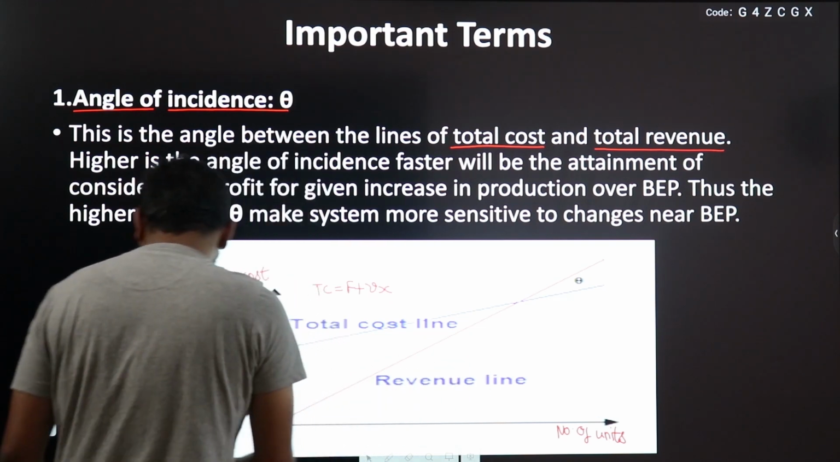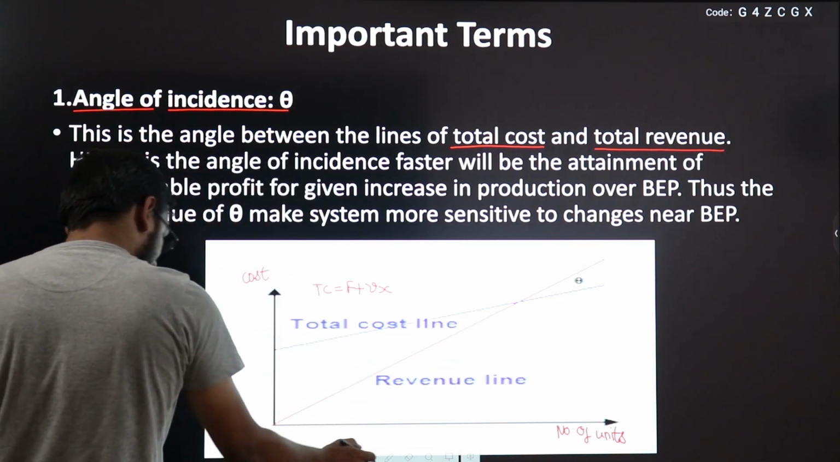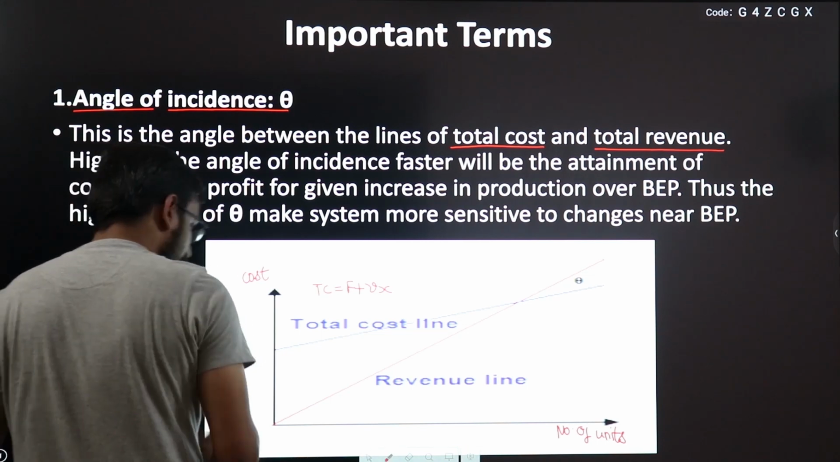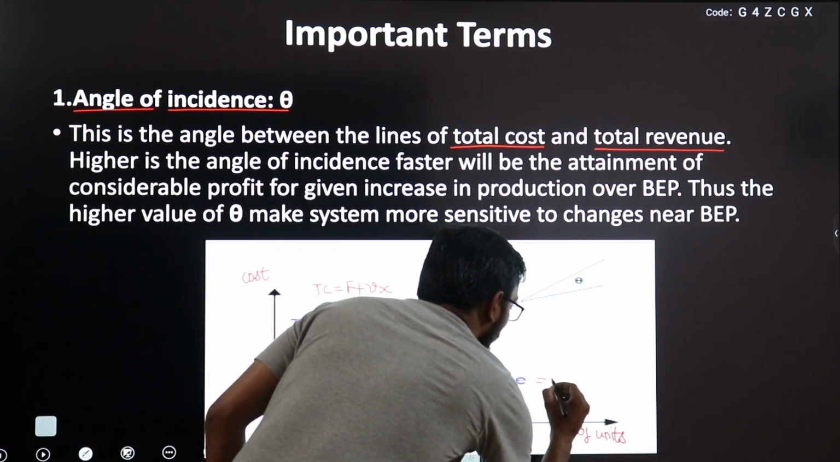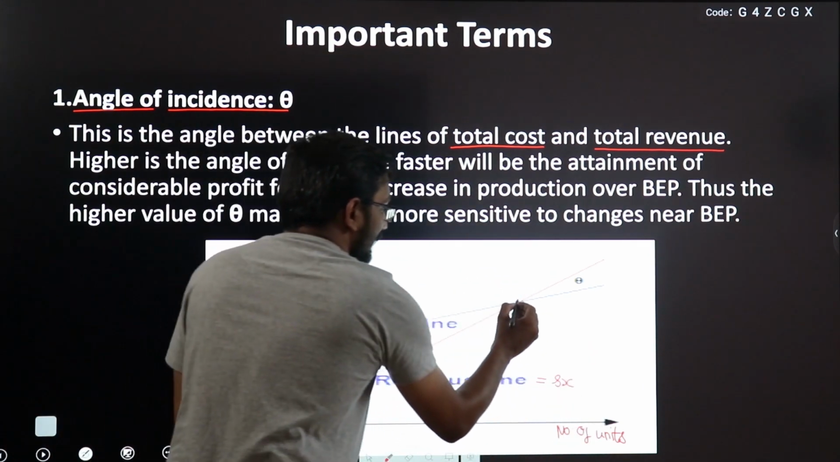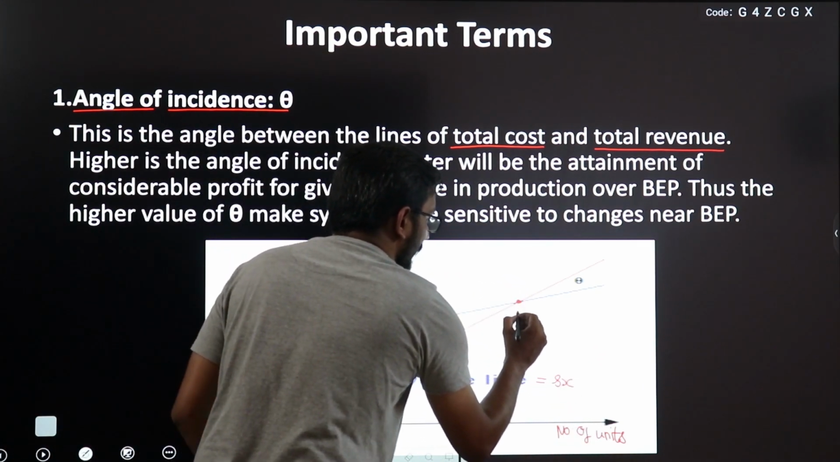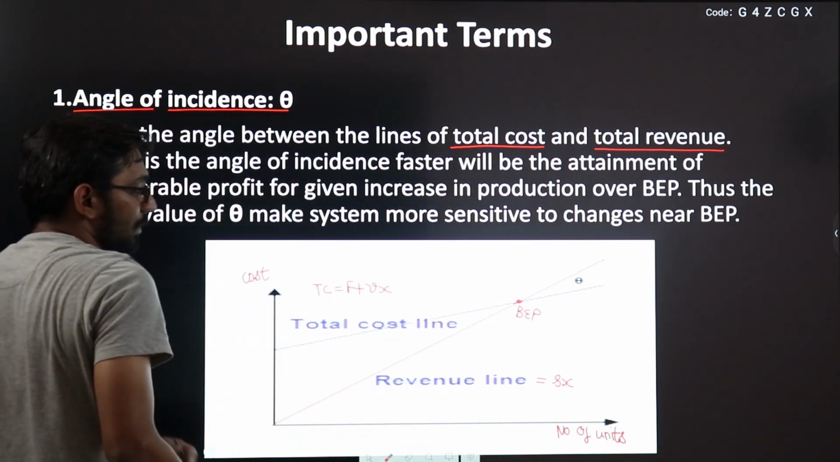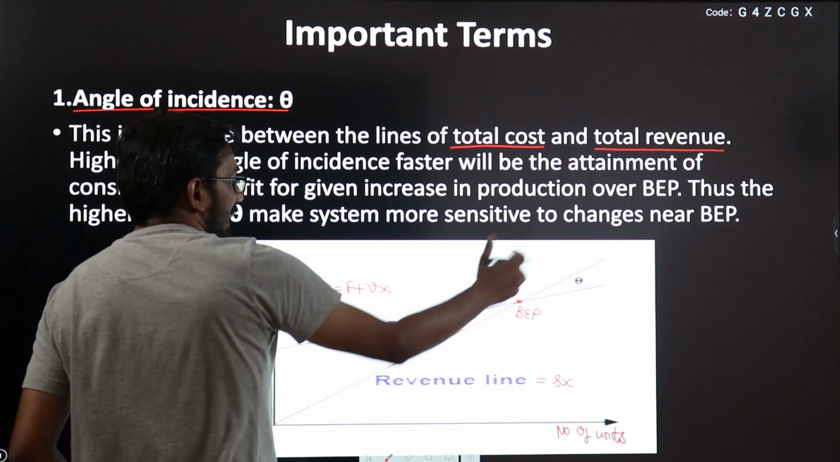This is your revenue line. If I show here, this revenue will be equal to small s into x. So we can say that this point is your break even point. This point is your break even point. Here we have loss, here we have profit.